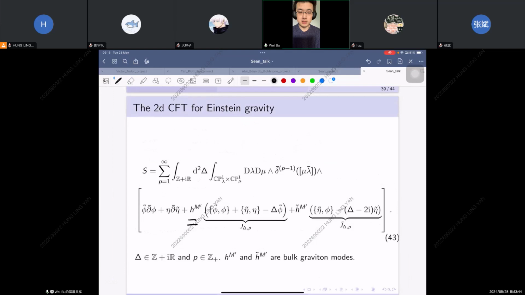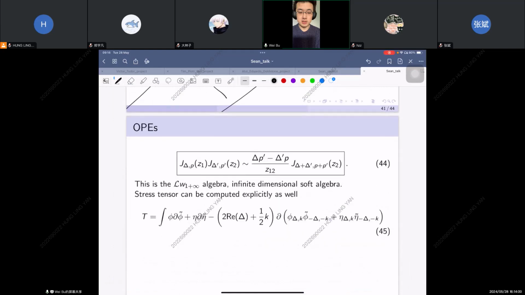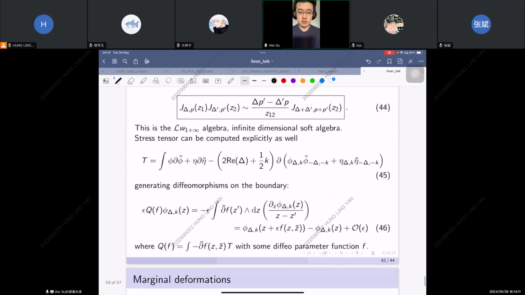And you can similarly, these are the bulk gravitons, positive and negative velocity, and there's some explicit coupling between them and some current. And you can again just take contractions between these J's and J tildes. What you'll find is, unsurprisingly, the L W infinity algebra. So the soft algebra pops out very naturally. And you can also compute the stress tensor, this particular form. Anyone who knows 2D CFT will be able to do it. And you can exponentiate the stress tensor, so it generates some sort of diffeo transformation, and indeed it does.